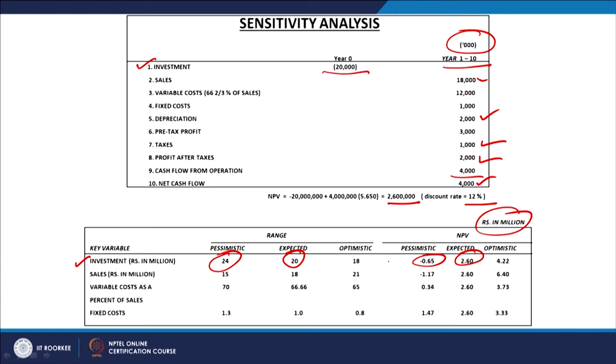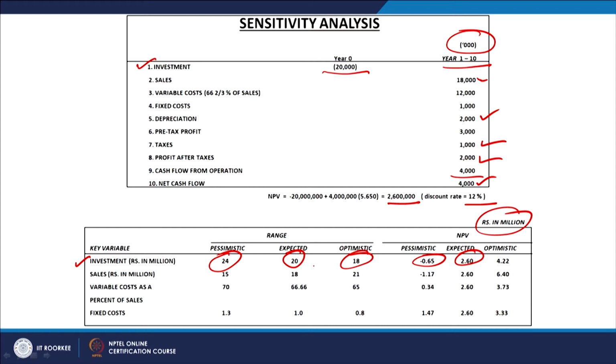And in the optimistic scenario, we are saying that we are not required to shell out 20 million rupees, rather it will be sufficient to invest 18 million rupees, and if the investment goes down, other factors remaining the same, your sales are same, your variable cost is same, your fixed cost is same, your depreciation is same. So, it means because depreciation will come down anyway, because it will be 10%. It will come down because the investment has come down to 18 million. So, it will come down from 2 million to 1.8 million.